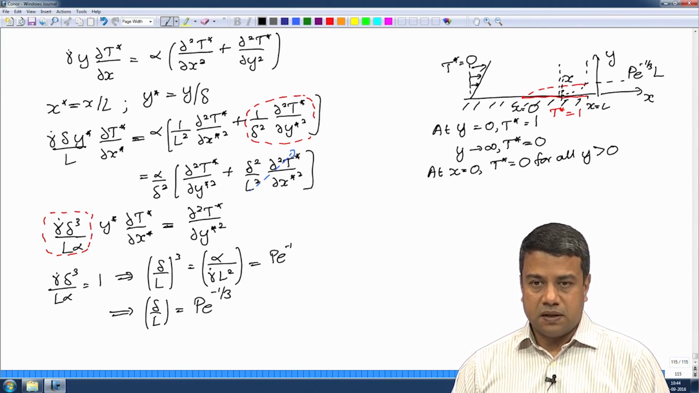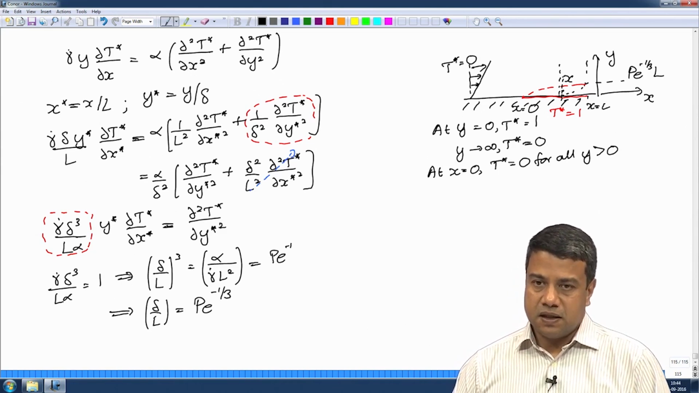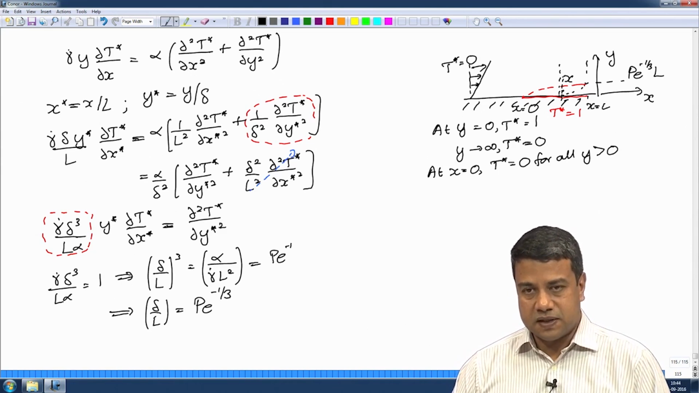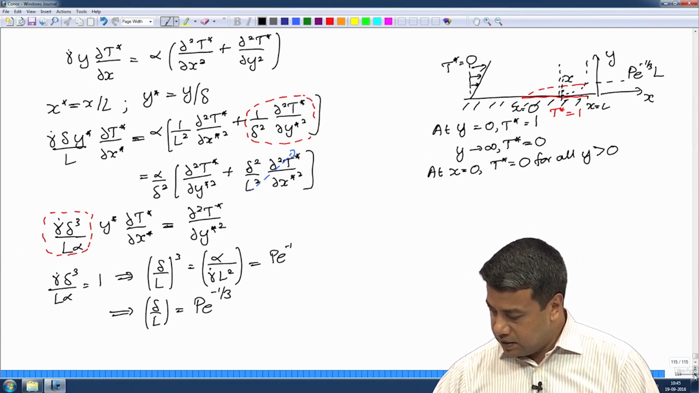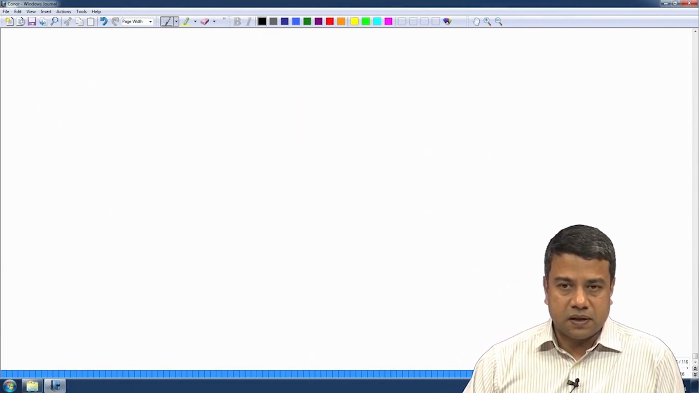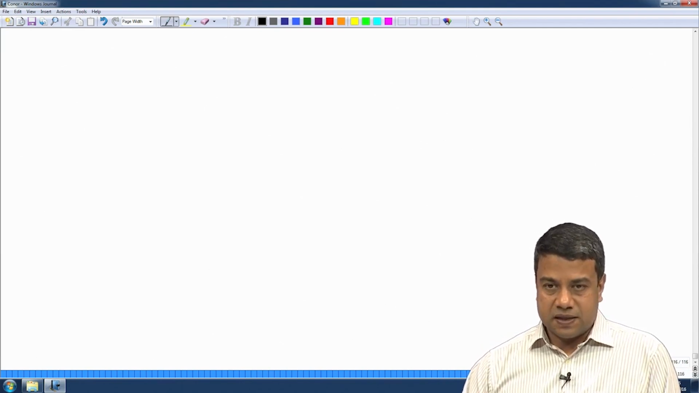Therefore, the boundary layer thickness at a given location x has to be defined only in terms of the distance x from the start of the heating section. So, L is no longer a relevant parameter. The only relevant parameter is x itself.